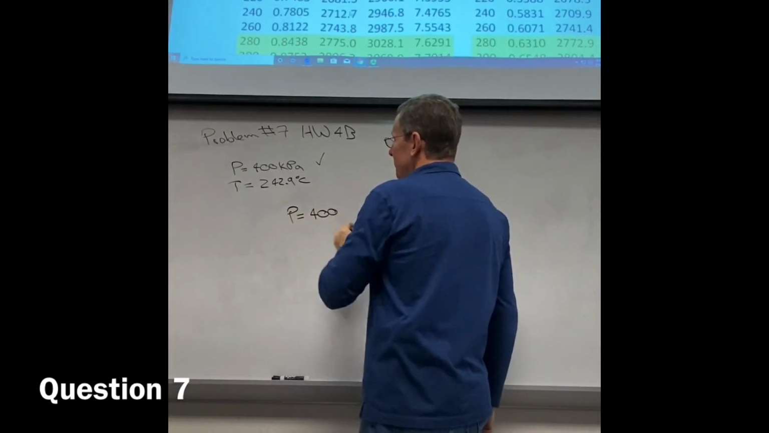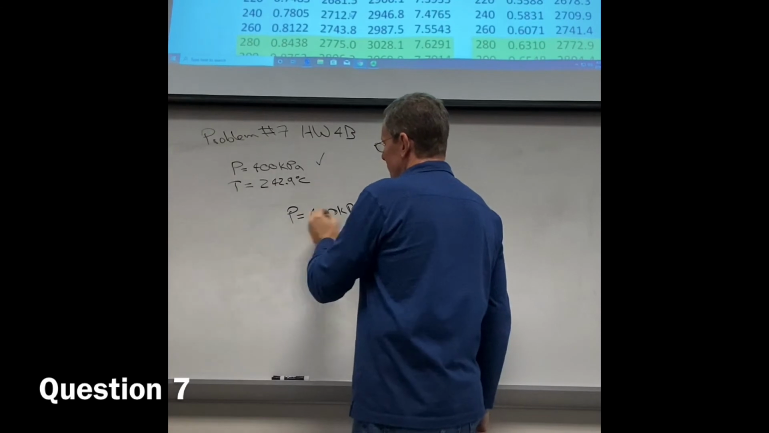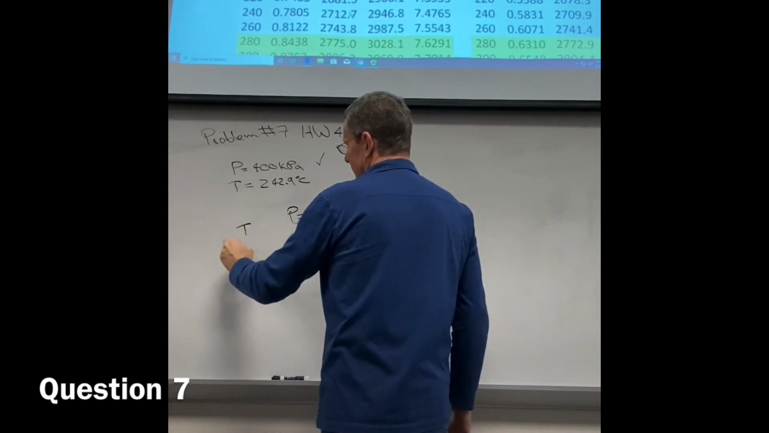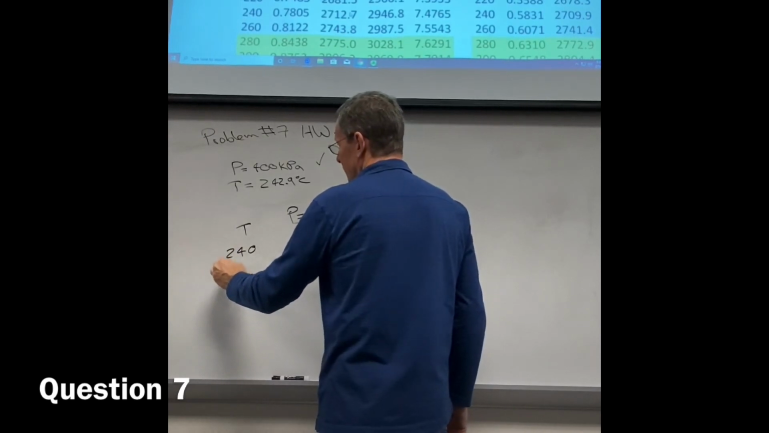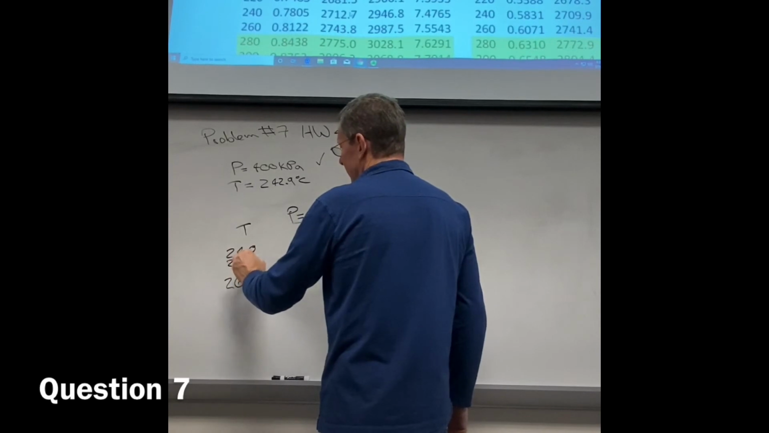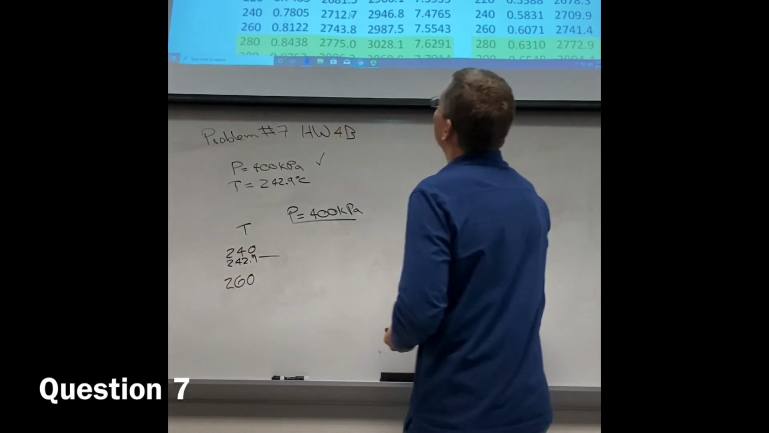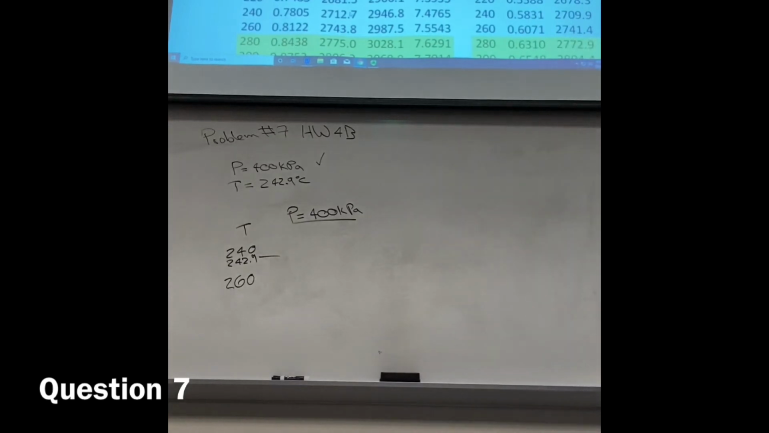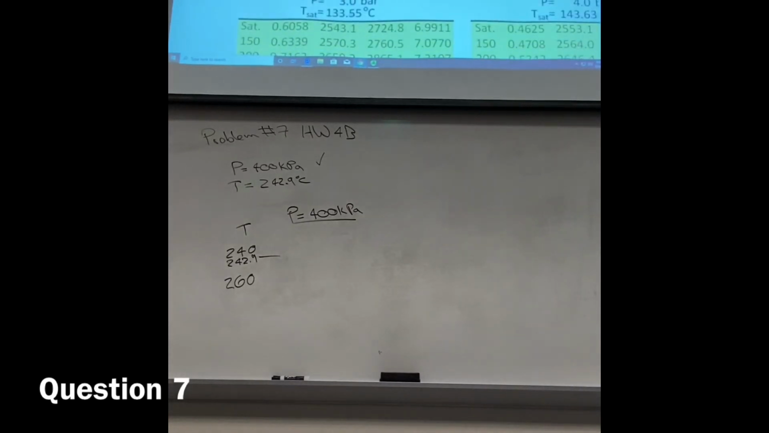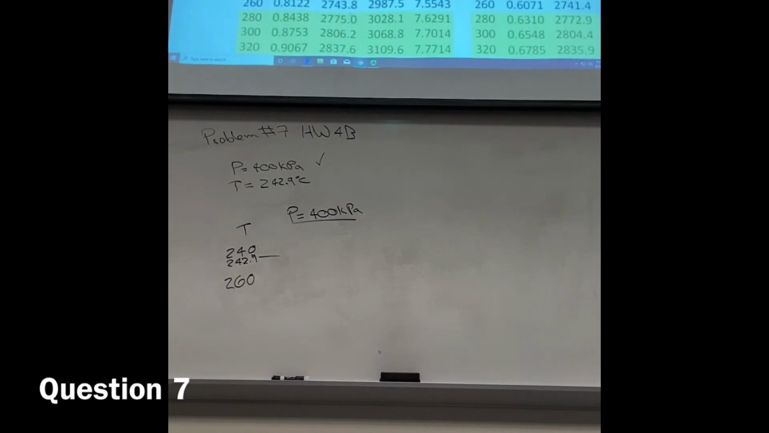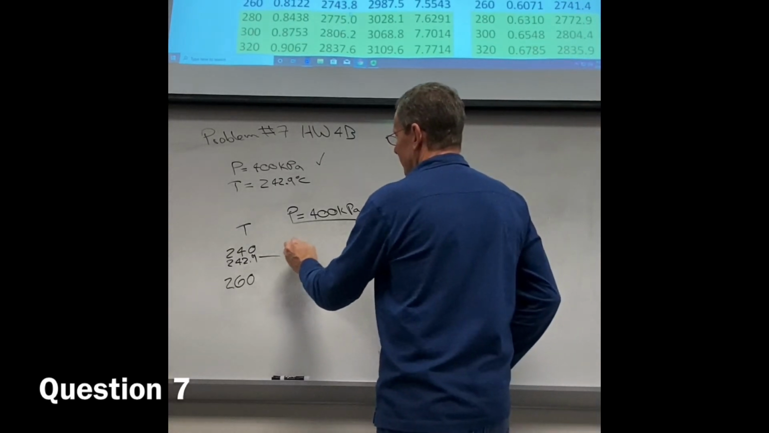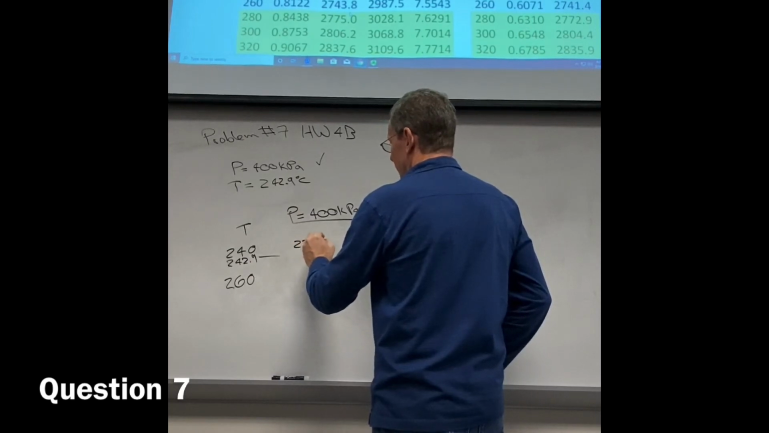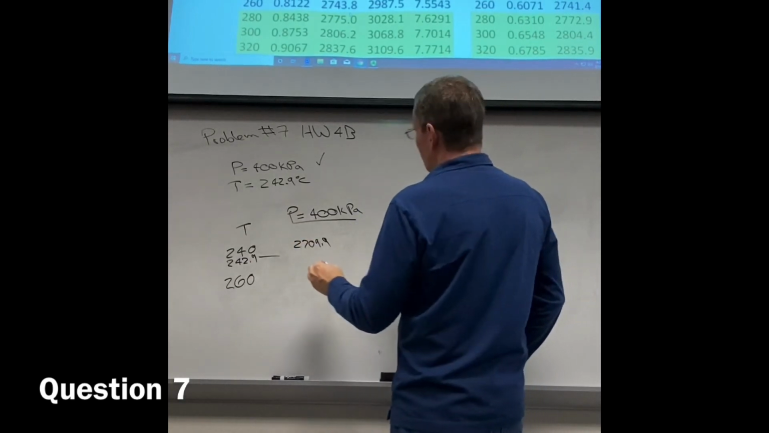The table has 400 kPa, which matches, and the temperature is 240, 260, and we're at 242.9, so we know we'll be close to the value. We're trying to find the specific internal energy, so U, the third column. And we have 2709.9 and 2741.4.